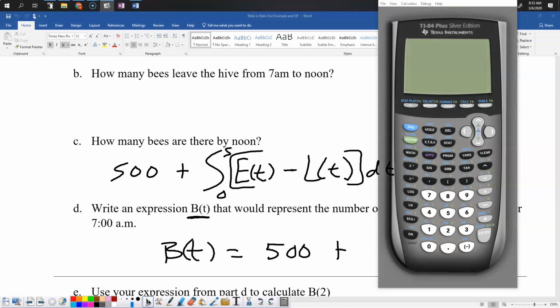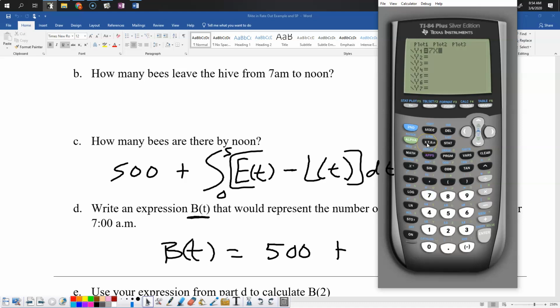So the first thing is, of course, we have to type in our equations, right? So clear your calculator out first. I'm going to need a little help here, though. Can you read me what, let's start with E of t, the rate in first. What's the E of t function?